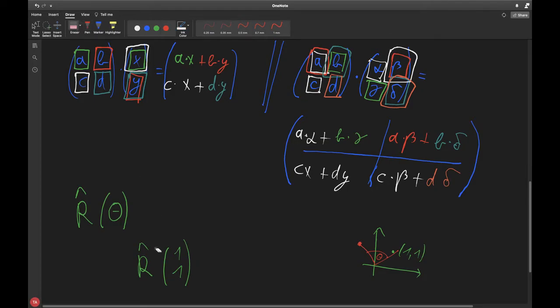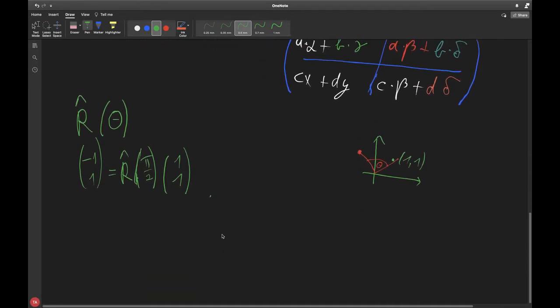So if I say that this R is 90 degrees, which is pi over 2, then we apply this operator to this vector. Essentially, we calculate the matrix vector multiplication based on this. We will get minus 1, 1 out of it.